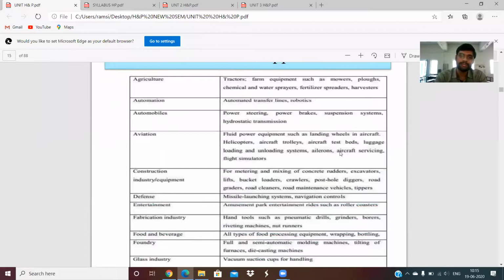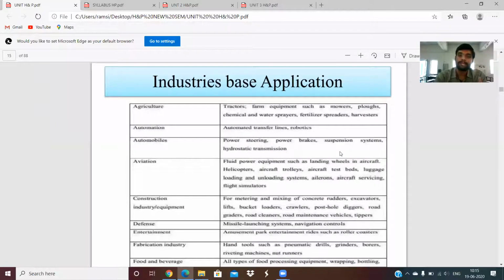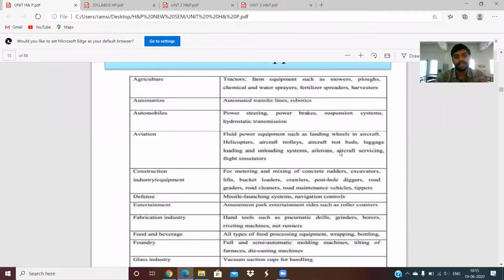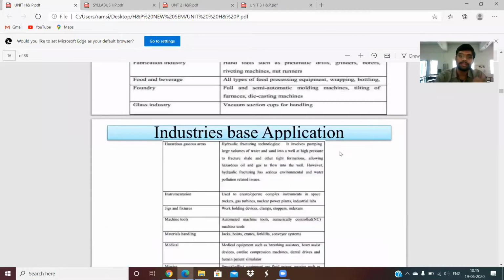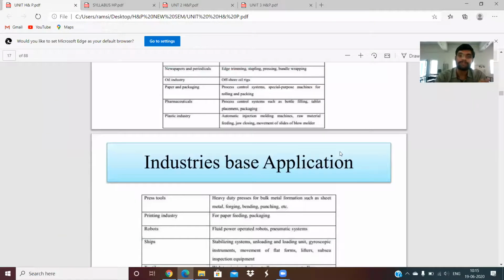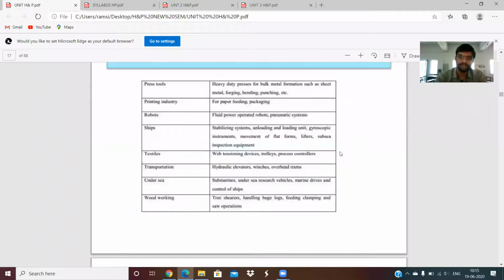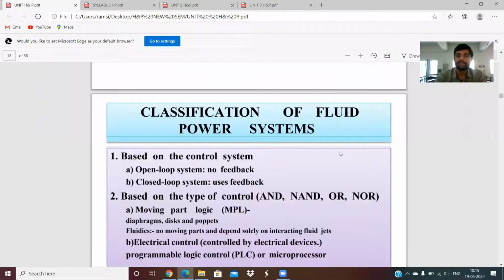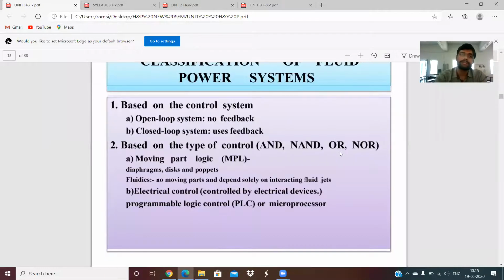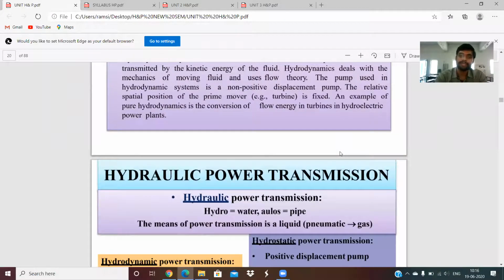Then here you can see the industry-based applications of the system. The first one is agriculture, then automation, the automobile sector, aviation, construction industry equipment, defense, entertainment, and fabrication industries. All of these have applications of the subject hydraulics and pneumatics. And again, these are the industry-based applications, and there are so many on the list. The classification of power systems, all this we are going to study in this chapter.